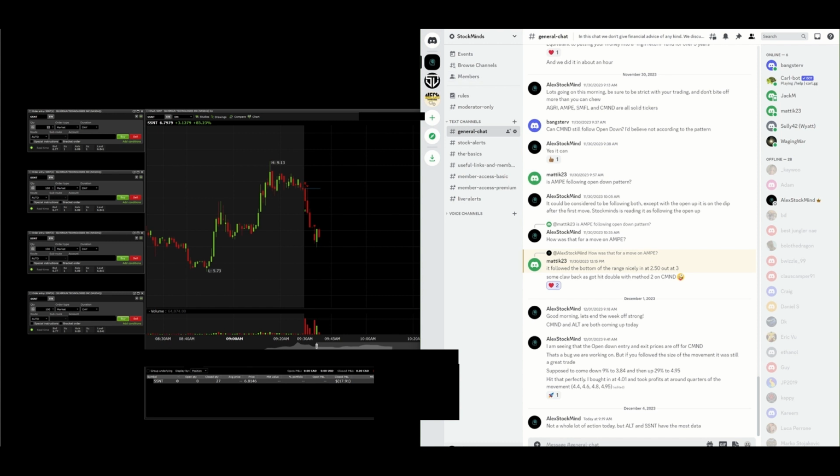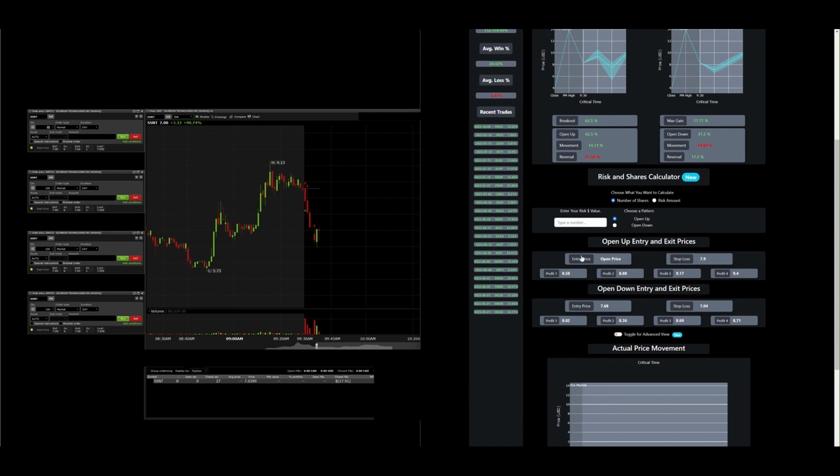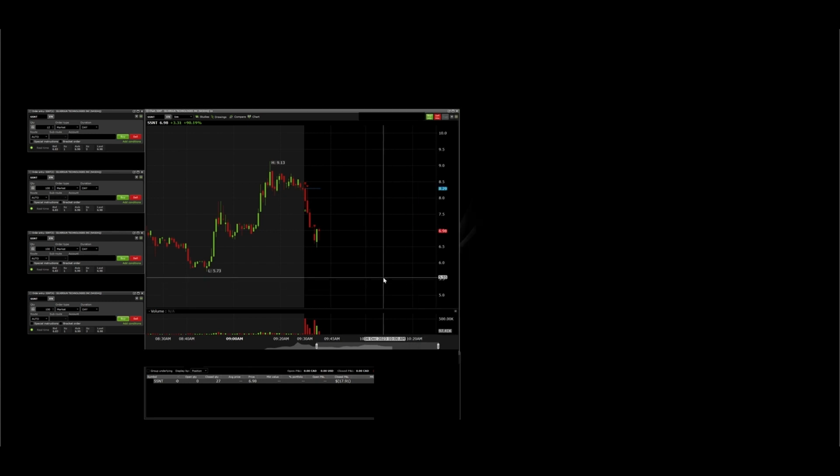So now I'm going to cut ahead a little bit, and it's going to show the orders for the open down movement. So here you can see it went down, and on the Stockminds website it shows that it was supposed to come down to roughly 654, I believe, but it came down all the way to 650, which is roughly within the zone.